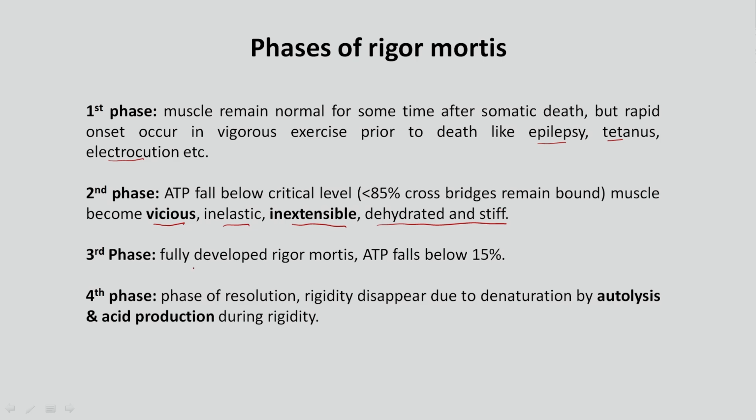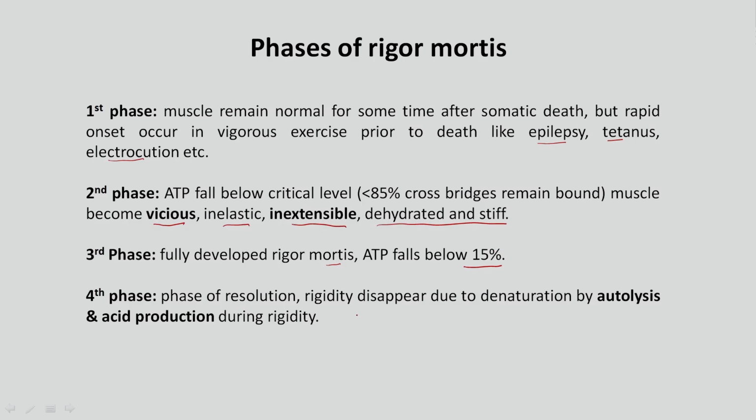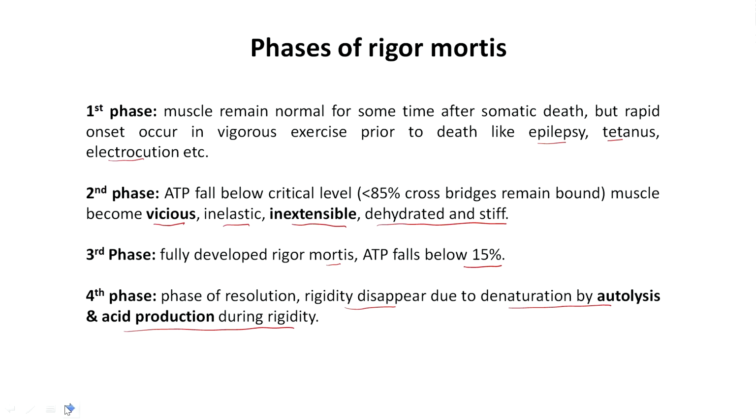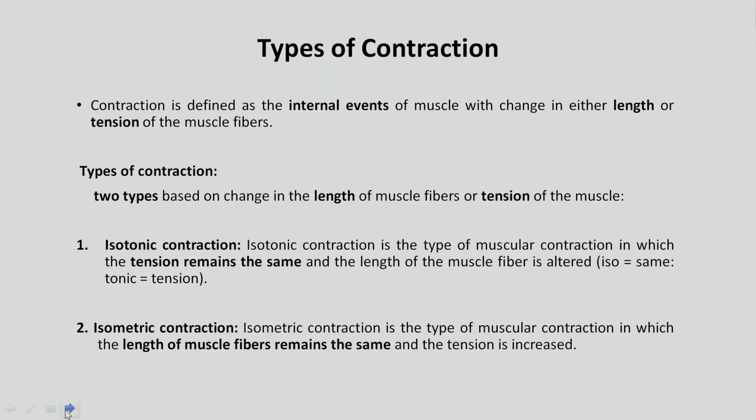In the third phase, full development of rigor mortis will take place and ATP will fall below 15%. The fourth phase is the phase of resolution, meaning rigidity will disappear due to the denaturation by the autolysis and acid production during the rigidity. Now, the muscle will become flaccid because the autolysis has taken place, and that causes the flaccidity of the muscle. So, these are the 4 phases of rigor mortis.